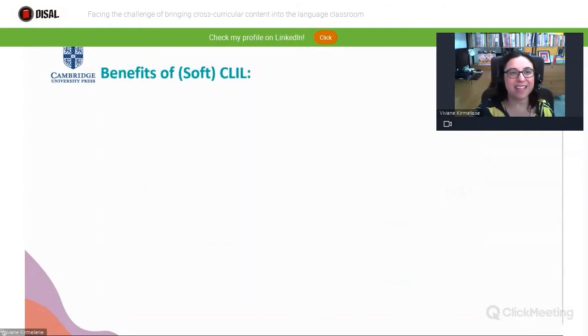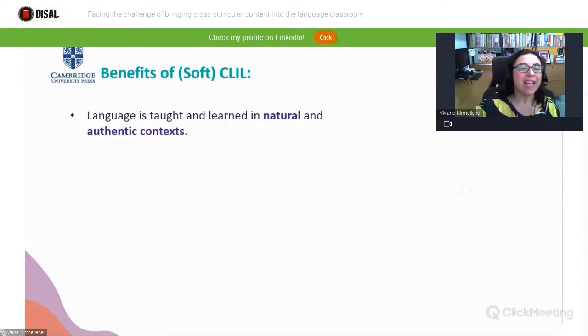So what are the benefits? And then I put here soft CLIL in parentheses. What are the benefits for teachers and students? Language is taught and learned in natural and authentic context. So when we work with CLIL, students have a genuine reason to learn the language, to ask you questions, and to participate in class. Okay, thinking again of the example about the solar system, they can ask you, for example, how big is the Earth compared to Mars? What is the biggest planet? You see, only comparatives. So they have a reason to ask you questions.